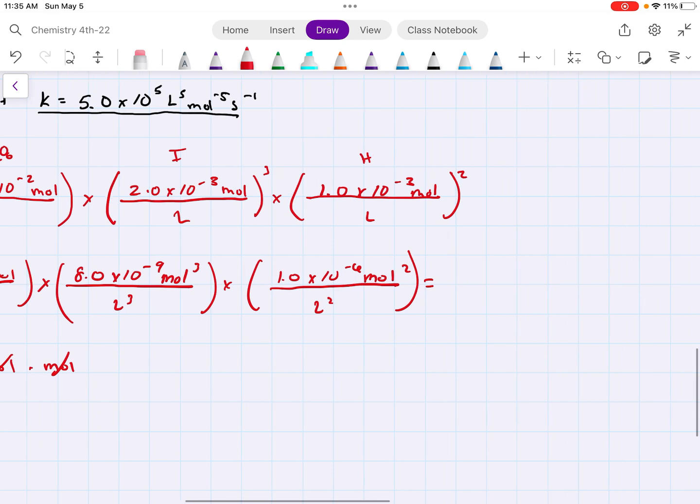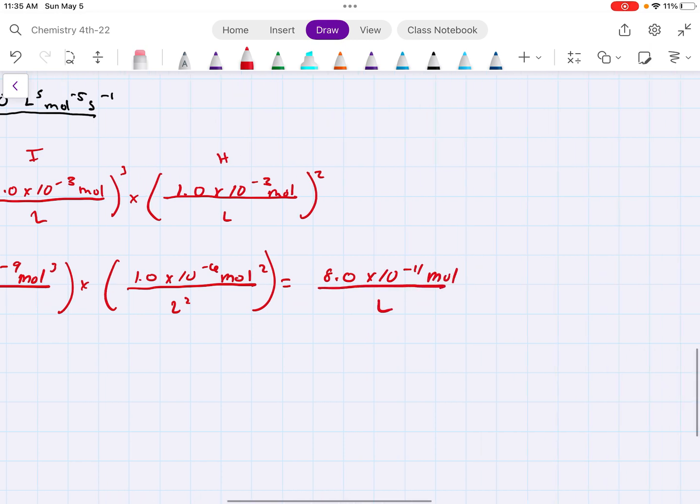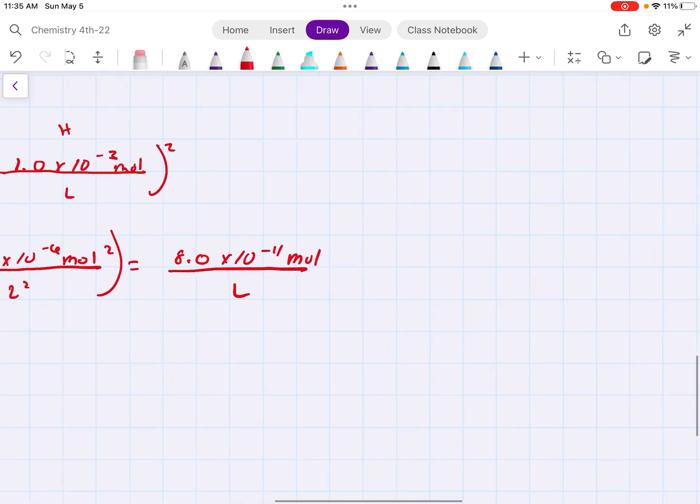So when you multiply all this out, you're going to be left with 8.0 times 10 to the negative 11, the 1 mole that's left over, the 1 liter that's left over from here. So then your rate is going to be equal to 8.0 times 10 to the negative 11 moles times liters to the negative 1 times seconds to the negative 1. And that's going to be the rate for this reaction, okay?